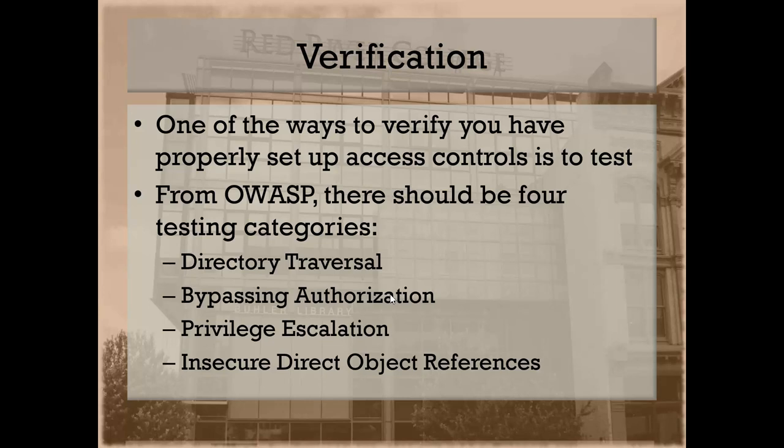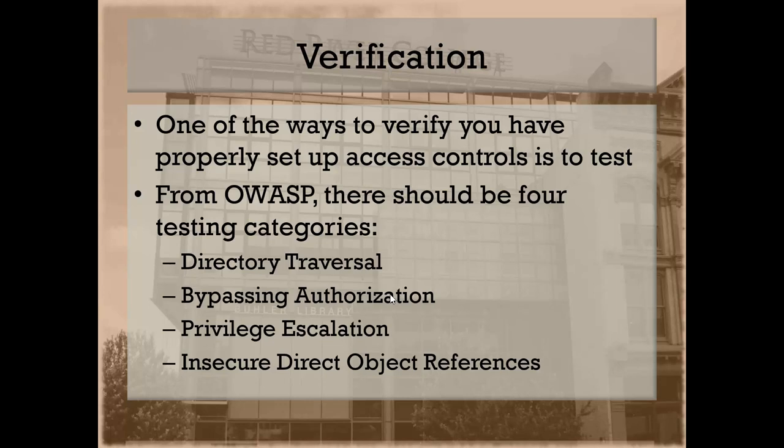In OWASP, they talk about four main testing categories when it comes to security: directory traversal, bypassing authorization, escalating your privileges, and referencing objects that you shouldn't have access to. Let's take a look at these so we can understand them better. Are there any questions?